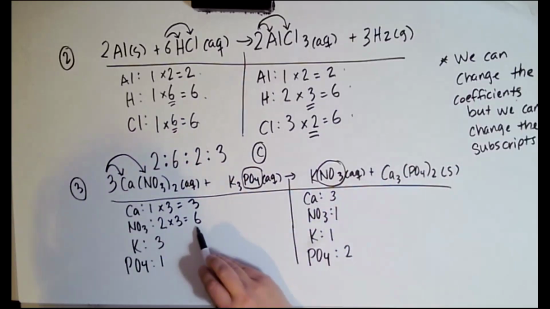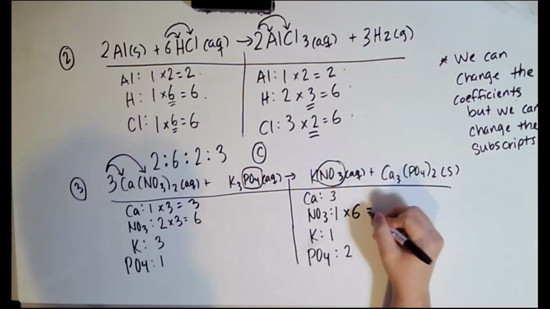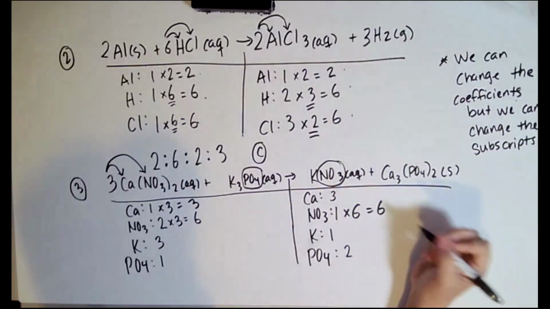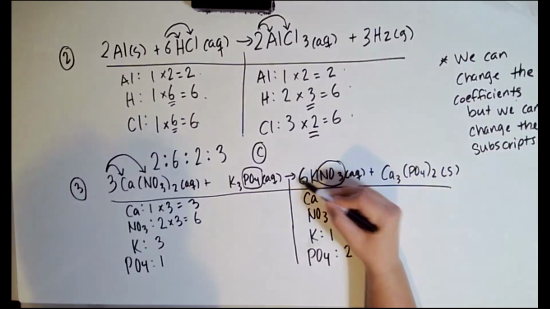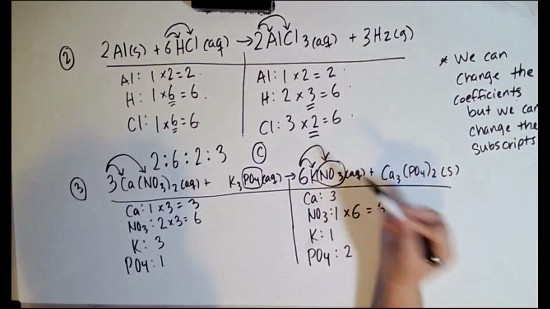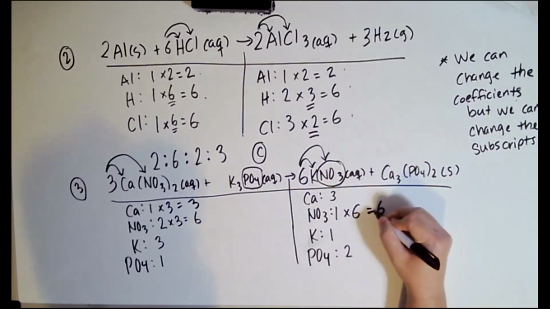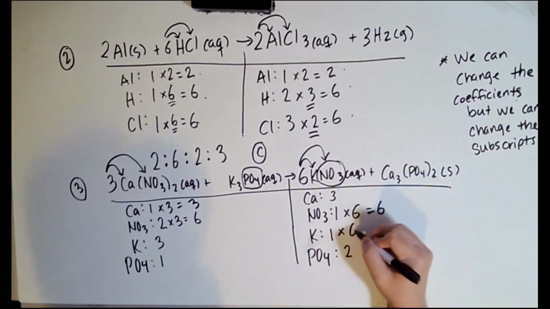On my right side now, I've got 6 nitrates here. I've got 1 nitrate here. So I'm going to need to multiply my compound that has my nitrate in it by 6. So I have 6 of those as well. So I'm going to put a 6 out in front of my KNO3. And that 6 will apply to my potassium and my nitrate, which means I'm going to be multiplying my potassium by 6 as well.